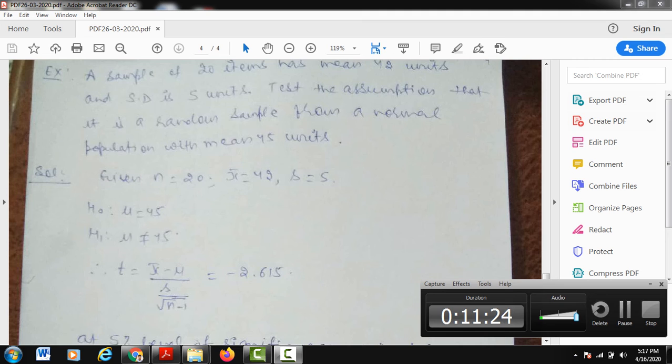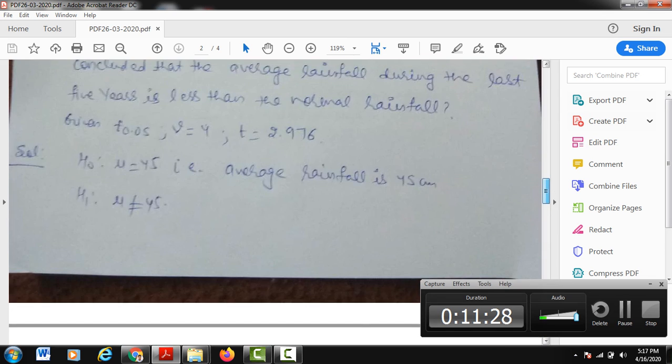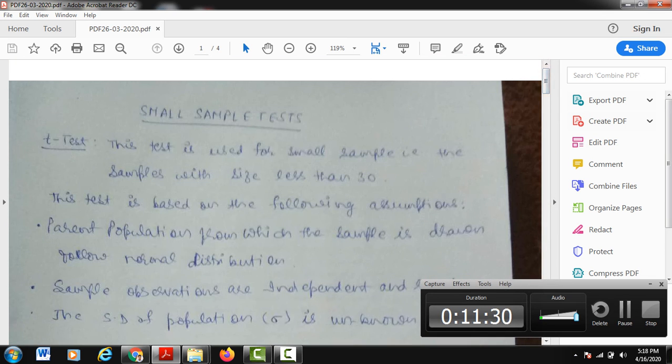Okay, so students, we have basically started with the small sample test. Again I am telling you, there are basically two types of samples in statistics, the large sample and the small sample, which depends upon the size of the sample. If the sample size is greater than 30, even 31, it is considered a large sample. But if the number of observations is less than 30, it is considered a small sample.